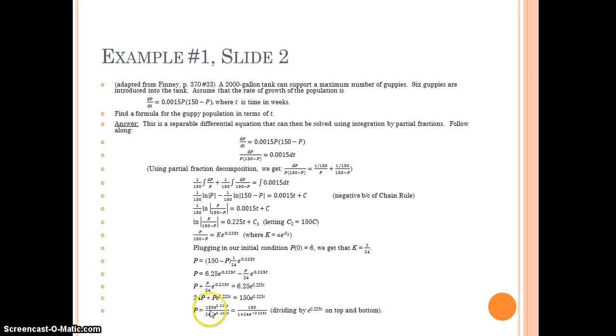So we end up with p is equal to 150 times e to the 0.225t over 24 plus e to the 0.225t. And typically we write this by having our carrying capacity on our top, so this is easy to read. The way to get that is I divide by e to the 0.225t on the top and the bottom, and that allows me to get 1 plus 24 e to the negative 0.225t on the bottom.